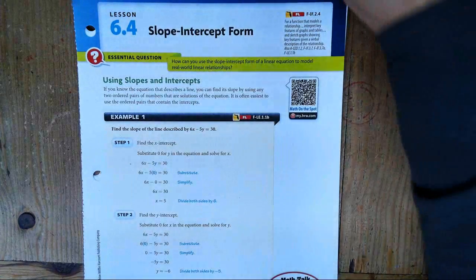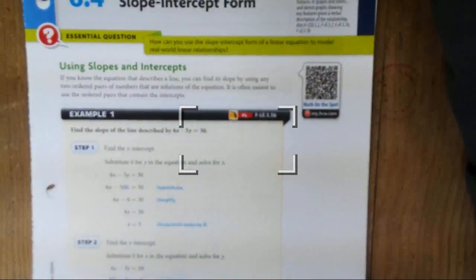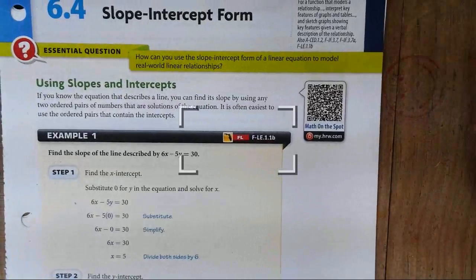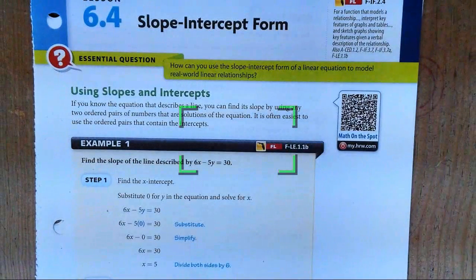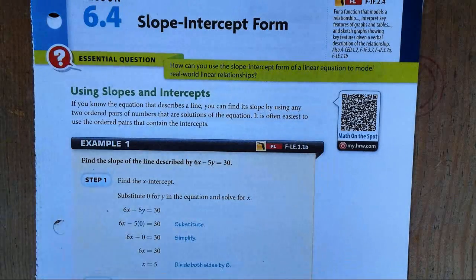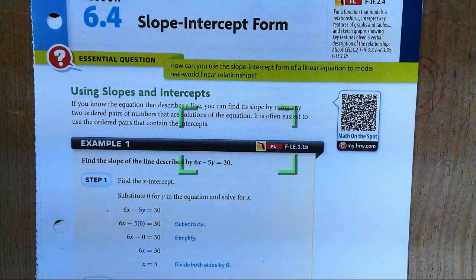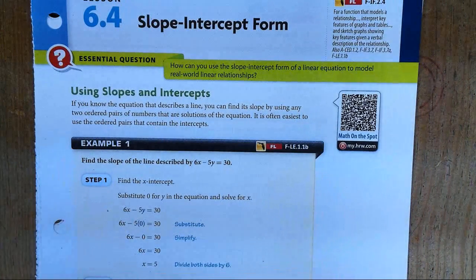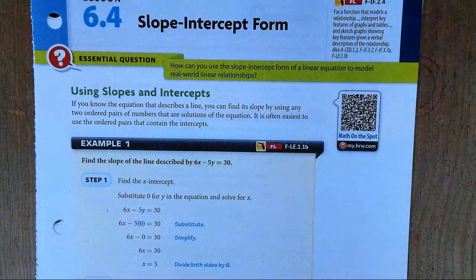Alright, so here in your textbook, our essential question for this particular lesson says, how can you use the slope-intercept form of a linear equation to model real-world linear relationships? So it says, if you know the equation that describes a line, you can find its slope by using any two ordered pairs of numbers that are solutions of the equation. It is often easiest to use the ordered pairs that contain the intercepts.